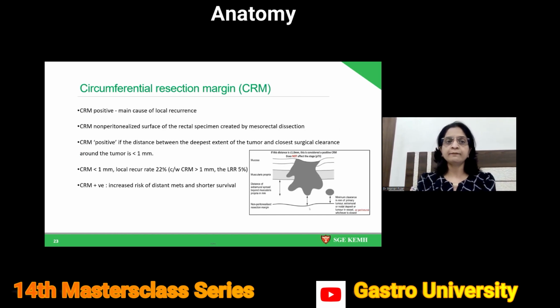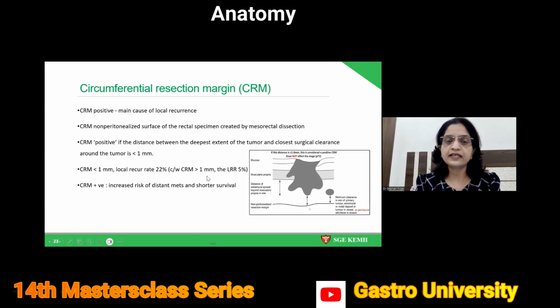So what is the CRM? It is the circumferential resection margin, which is the non-peritonealized surface of the rectal specimen created after mesorectal dissection. This is the main cause of local recurrence when the CRM is positive. It is considered positive if it is less than 1 millimeter, that means the distance from the tumor or tumor deposit to the closest margin of the surgical resection, the non-peritonealized resection margin, is considered the circumferential resection margin, and it should be at least 1 millimeter or more.